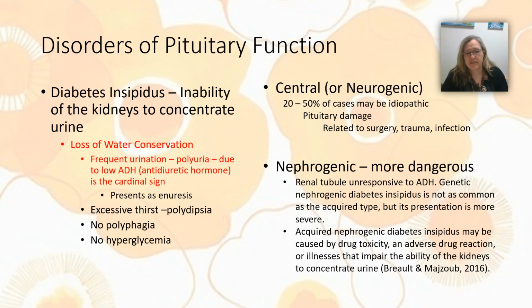Nephrogenic is more dangerous than central. And in this case, you have renal tubule unresponsiveness to ADH. And this is generally genetic. It's not as common as the acquired type in pediatric cases, but the presentation is more severe and life-threatening. So remember that kids that have a genetic predisposition, this is going to be a long-term treatment, and it's not going to go away. So make sure when you're educating the families that this is not temporary or reversible.